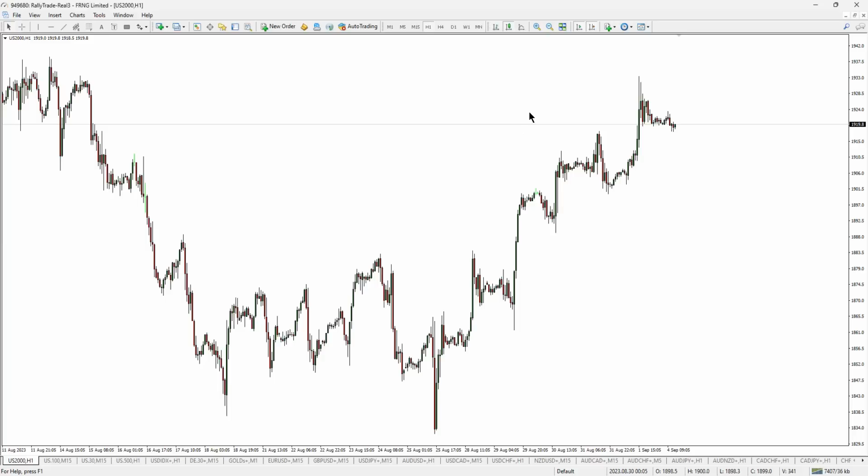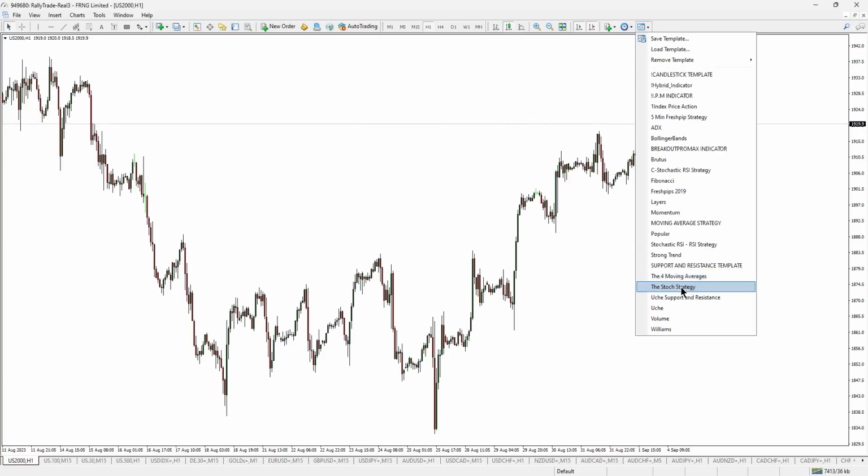So I have to try and make sense of what is happening here. That is where my indicator comes in, right? So my stochastic RSI VIP indicator comes in.